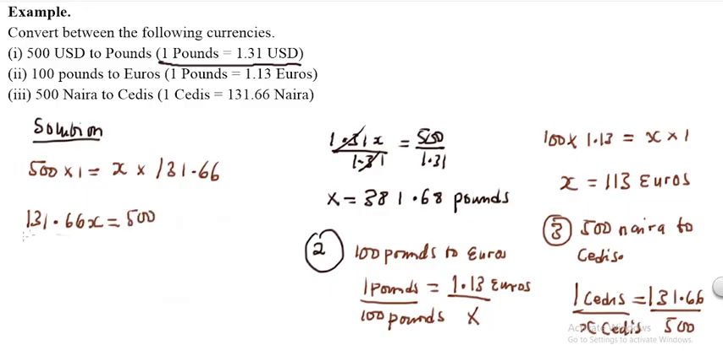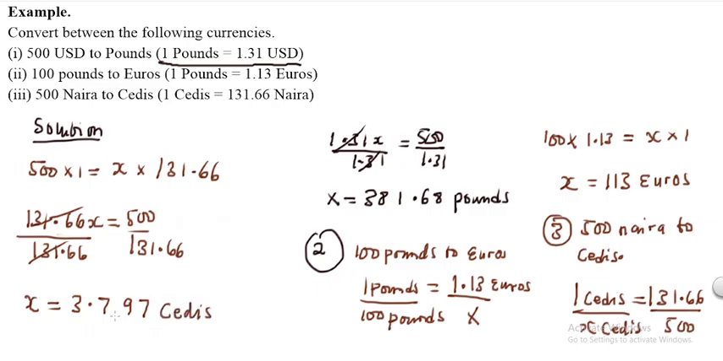So for me to get my value of X, I divide both sides by 131.66. If we do that, the 131.66 cancels out, and then X is equal to 500 divided by 131.66, which is 3.797 cedis. So that means the equivalent of 500 naira in cedis is 3.797 cedis. So that's how to do simple currency conversion.